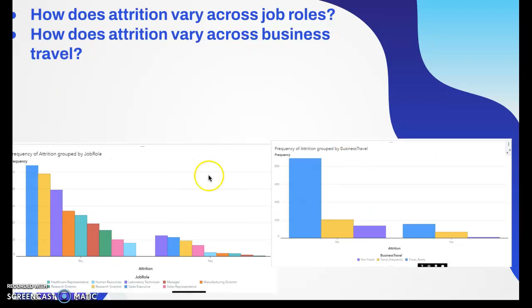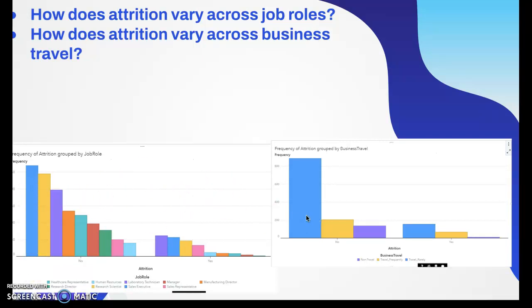How does attrition vary across job roles? As we can see, sales executives have significantly higher attrition, followed by research scientists and lab technicians. Oh, these are no. Wrong. So these are the no's and these are the yeses. So lab techs and sales executives, it occurs more in, but also it occurs the least in sales executives.